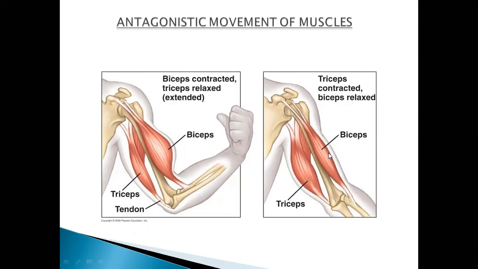In this way, bicep and triceps make up an antagonistic pair of muscles. Similar pairs working antagonistically across other joints provide for almost all the movements of the skeleton. Hence, you can say that all the muscles that are showing movements are following the same pattern of antagonistic movement. Clear? Yes.